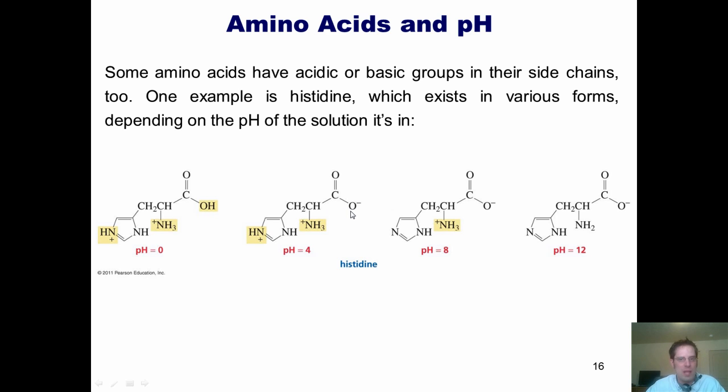There's not enough H+ around to protonate this O-. At higher pH, we now see this ring here get deprotonated, and then at the highest pH, we see everything deprotonated. So once again, there are some amino acids that have groups that can be protonated or deprotonated on their side chains. Those kinds of amino acids are amino acids that we say have ionizable side chains.